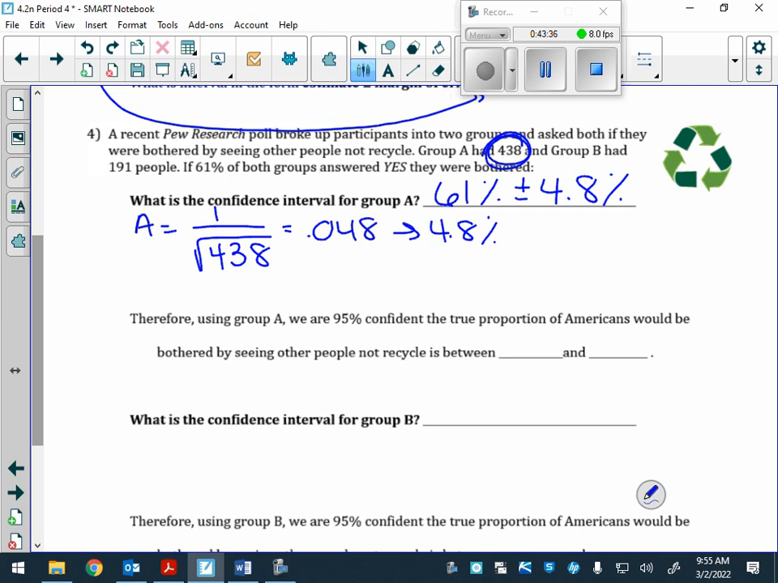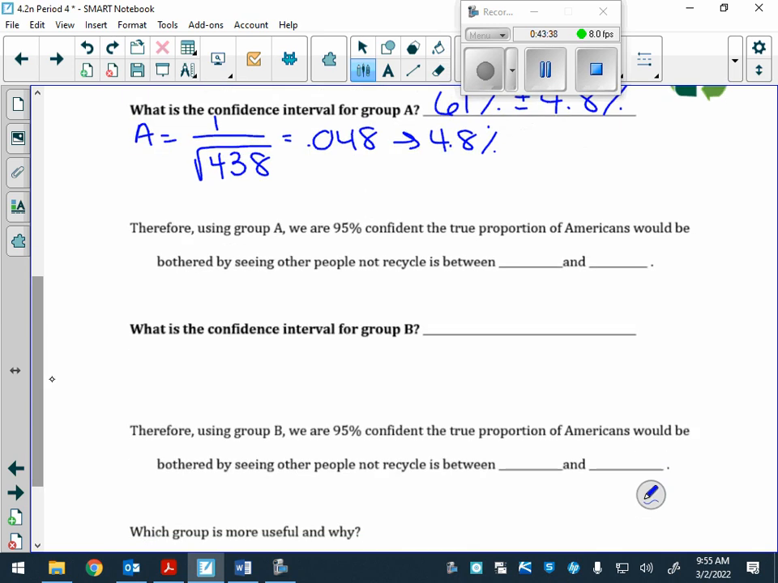So now we have our statement. Therefore, using Group A, we are 95% confident the true proportion of Americans who would be bothered by seeing other people not recycle is between what two numbers? Grant, go ahead. Good. Excellent. Okay. Now you guys are going to do the same thing for Group B. Go ahead.